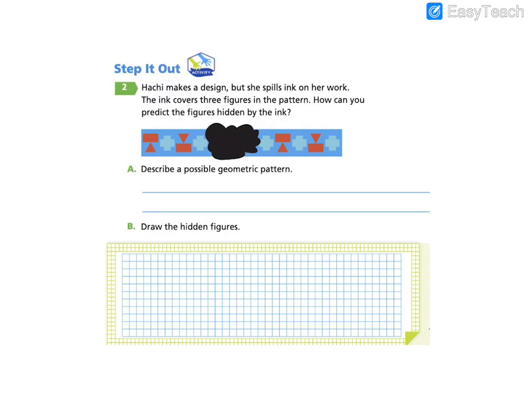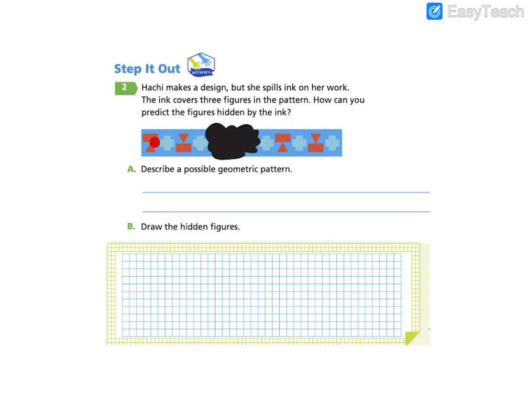Okay, so let's go ahead and look at the second problem. Hachi makes a design, but she spills ink on her work. The ink covers 3 figures in the pattern. How can you predict the figures hidden by ink? Letter A asks us to describe a possible geometric pattern that we have here. Okay, so we need to use the shapes to help us describe it.